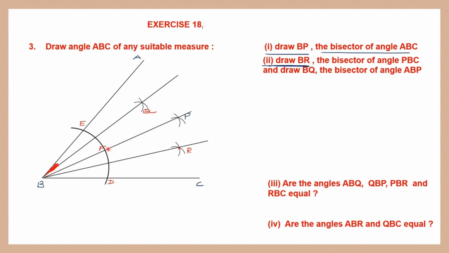QBP, that is the angle in green. Then PBR. PBR, that is the angle in yellow. And RBC. RBC, that is the angle in blue. The question is, are they all equal? Yes, they are all equal. So the answer is yes.